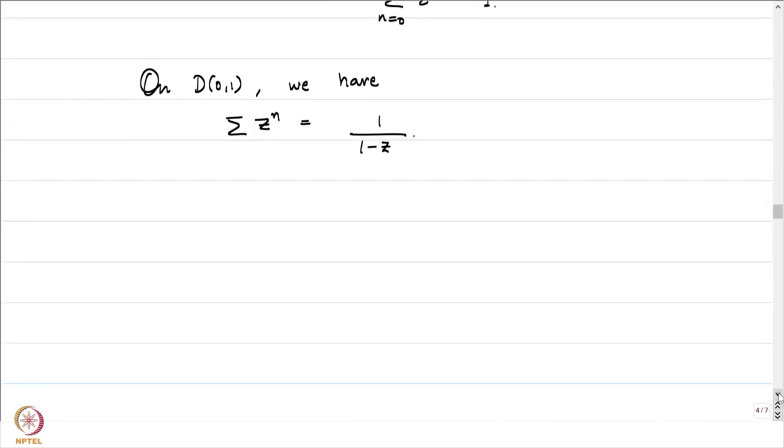That's quite remarkable, because 1 by 1 minus z is a rational function, which we have already seen is a complex differentiable function on C minus the root of the denominator. The denominator is the polynomial 1 minus z, whose root is exactly at 1. On C minus 1, the function 1 by 1 minus z is holomorphic, in fact. We have already seen that. But then the geometric power series summation z to the power n does not extend past the unit disk.